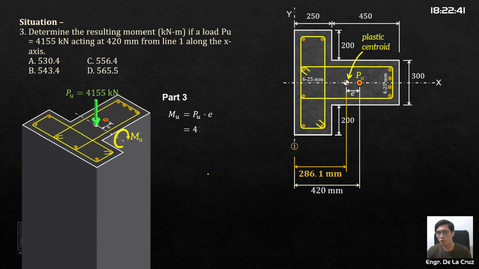Pu is 4155 kilonewton. The eccentricity e is the difference: 420 mm minus 286.1 mm. I'll do it in meters: 0.42 minus 0.2861 meters. So the answer here is 556.4 kilonewton meter. And that's it for this equation.